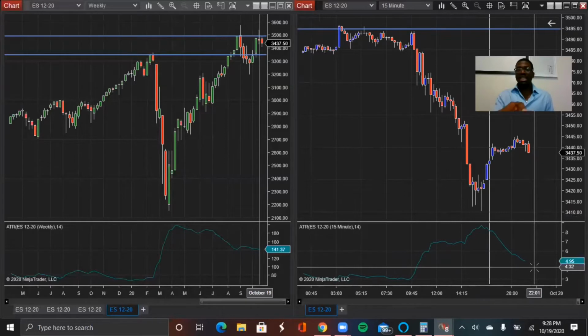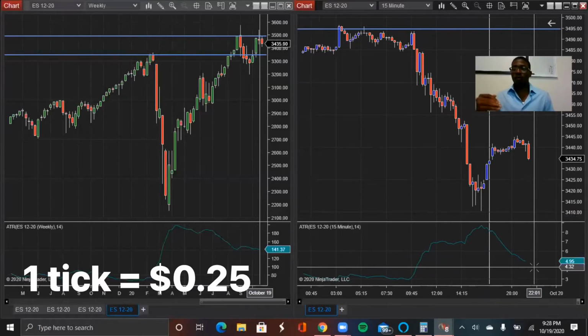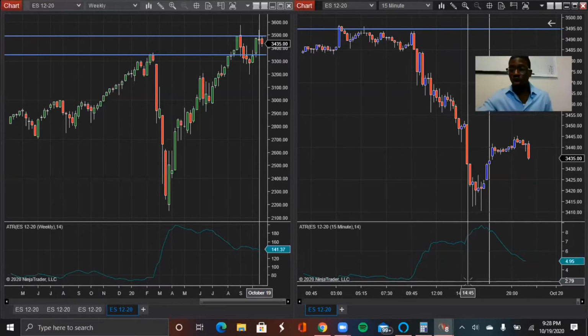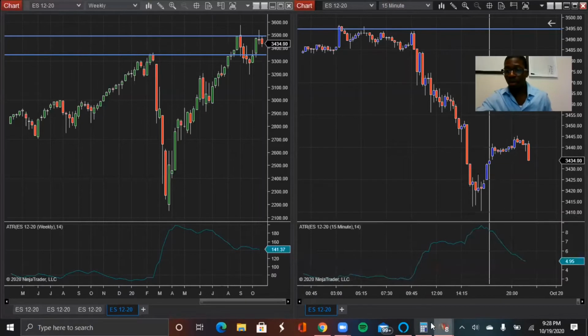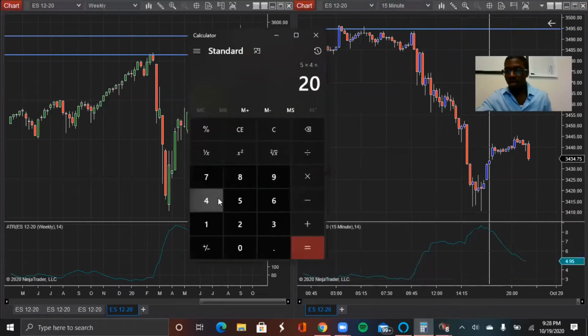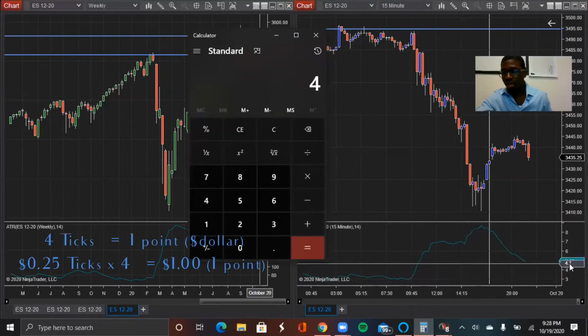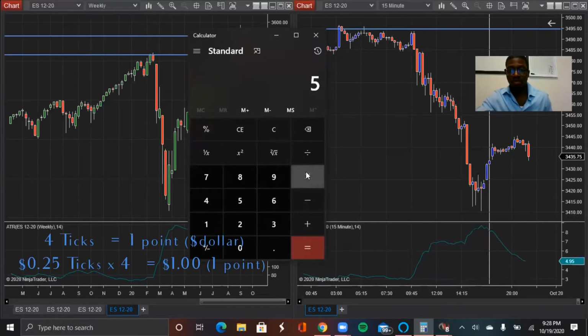But the ES doesn't move in increments of points or dollars. It moves in increments of ticks. Every tick is worth 25 cents, it's worth a quarter. Simple math, there's 4 quarters in a dollar. So if I want to know how many ticks I'm getting per candlestick, you got to do simple math. If it says 4.95, let's round that up to 5. That 5, multiply that by 4. Boom, that's telling me every candlestick is giving me roughly 20 ticks per candle.